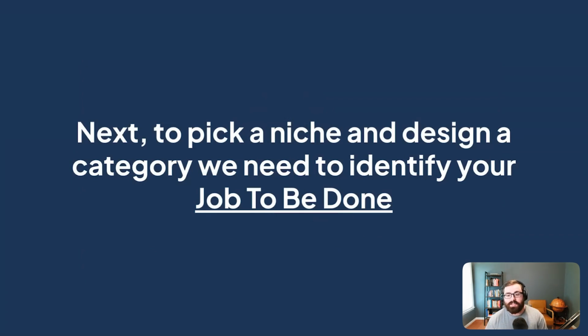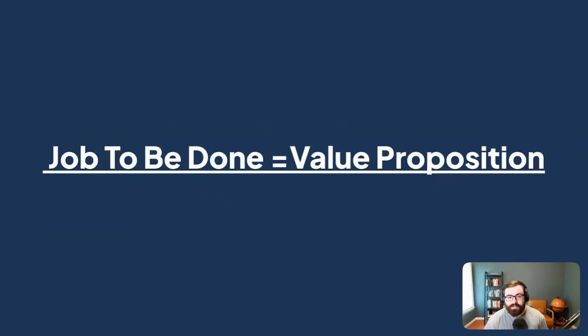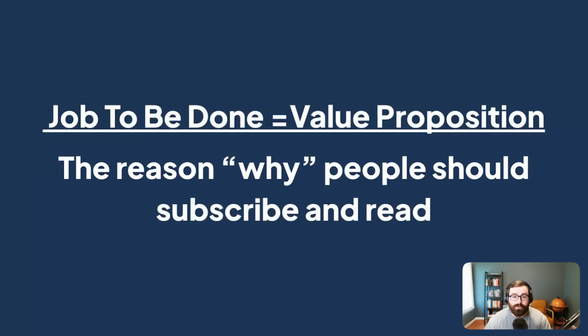Next, to pick a niche and design a category, we need to identify your job to be done. The job to be done simply means the value proposition of your content, the reason why people should actually subscribe to and read your newsletter. And it's important you have that, because if you don't have a value proposition, there's no reason for someone to actually sign up and read your newsletter. So this is a foundation that we need to get out of the way.